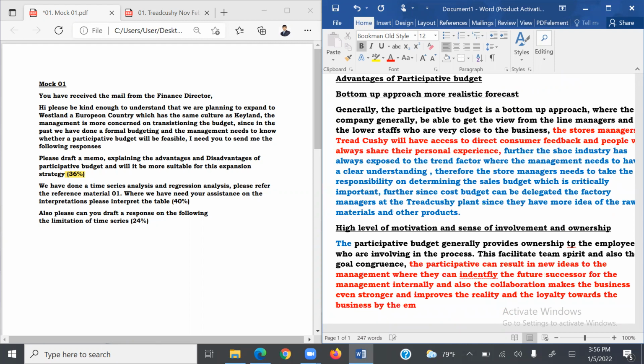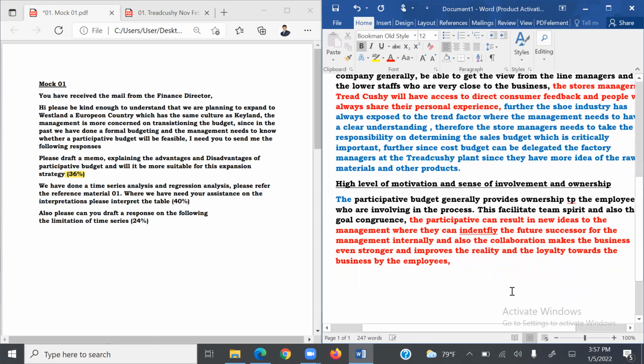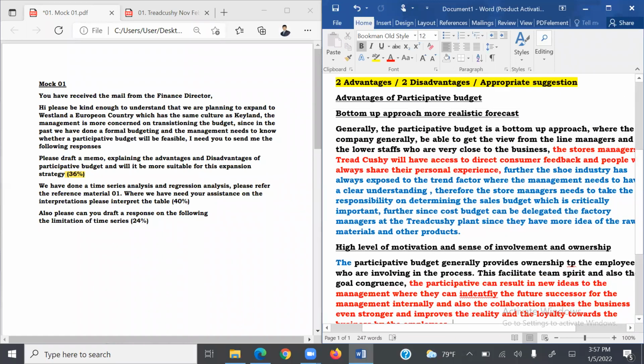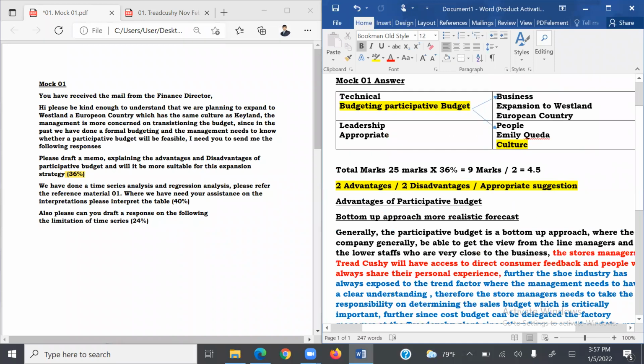So students, this gives a better idea how it works out. So this is one major way of writing. So this can increase your creativity, everything. So these are the advantages of a participative budget.